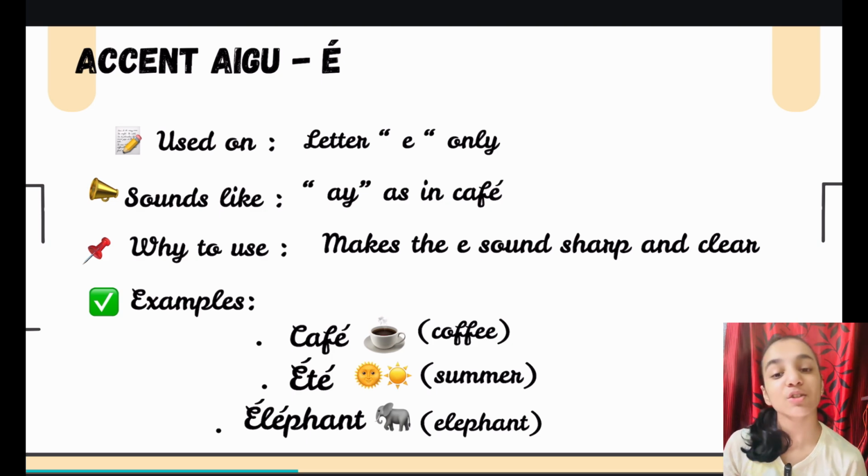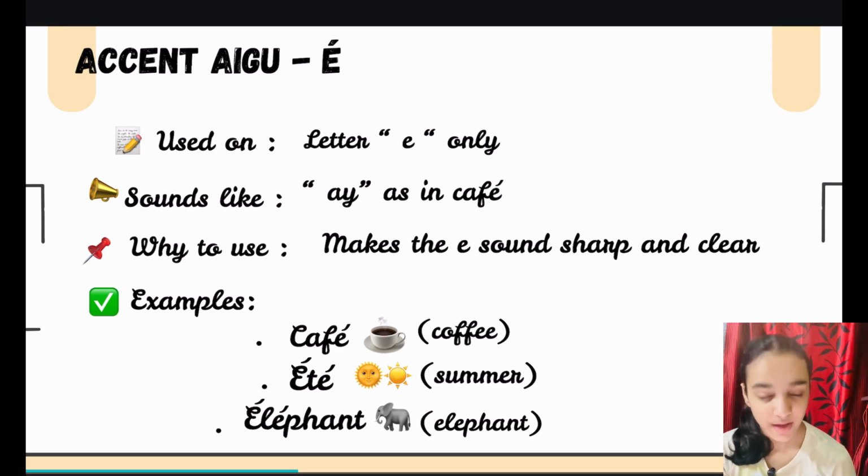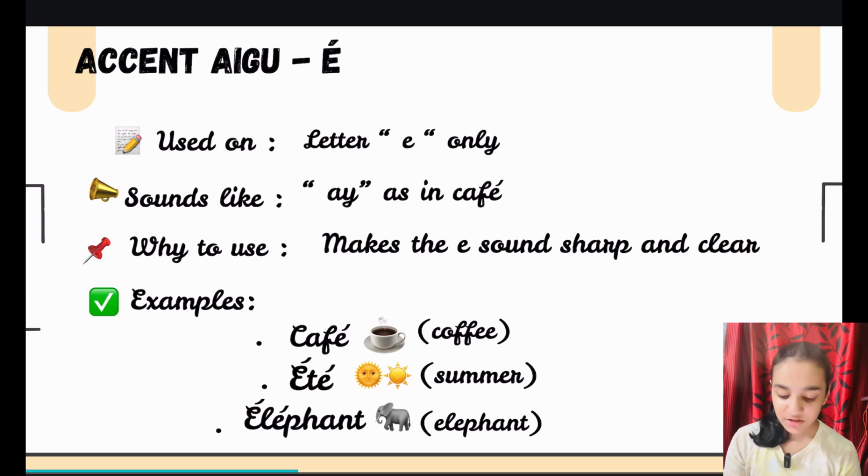So first is accent aigu. It is used on the letter E only. It sounds like A, as in the word café. Why use it? Because it makes the E sound sharp and clear. Let's see some examples. As you can see in the word café, the accent is placed above the letter E, as well as in the word été and in éléphant.